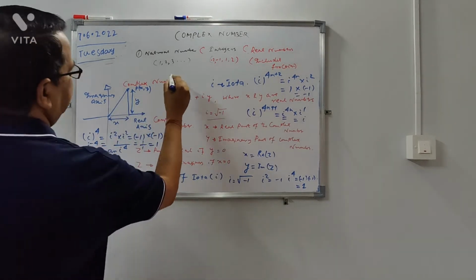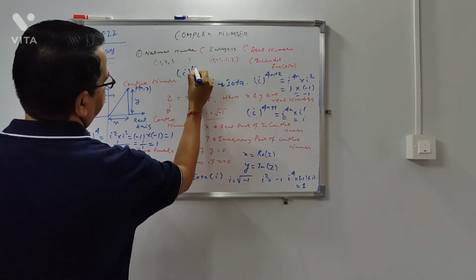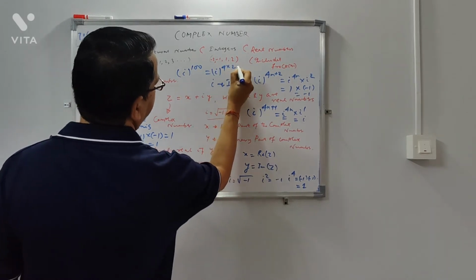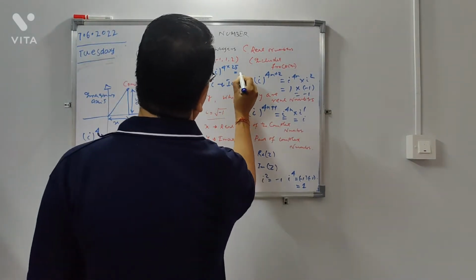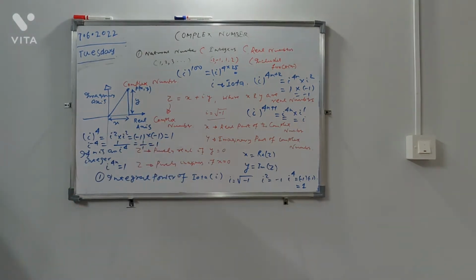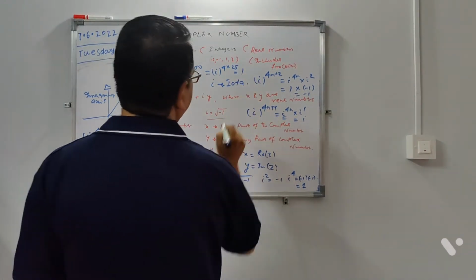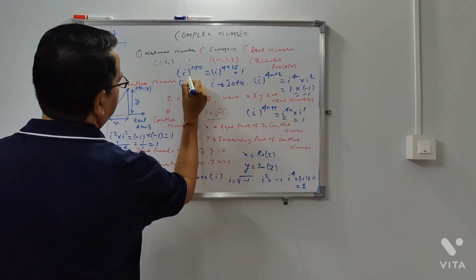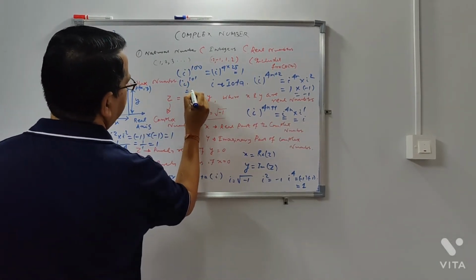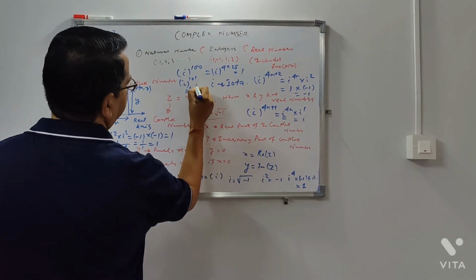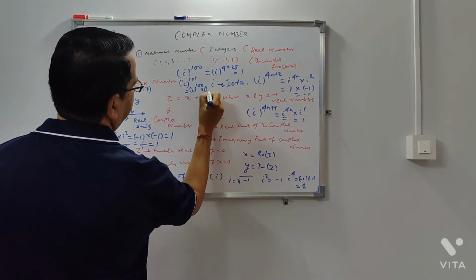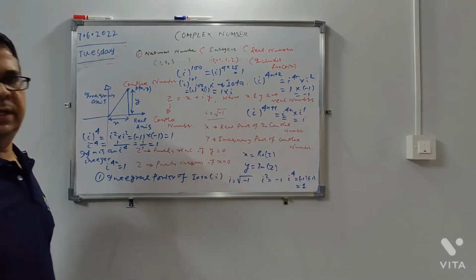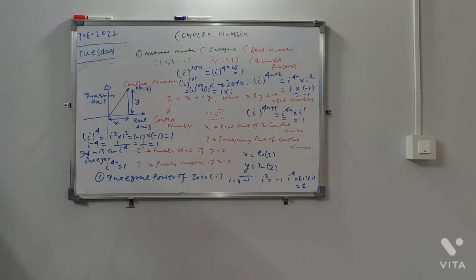Let me say i to the power 100. I know it is i to the power 4 into 25, which is a multiple of 4, that's why it is 1. But if it is i to the power 101, I know it will be i to the power 100 into i to the power 1, right? So i to the power 100 is 1, into i, which is i. So there can be simple questions like this.